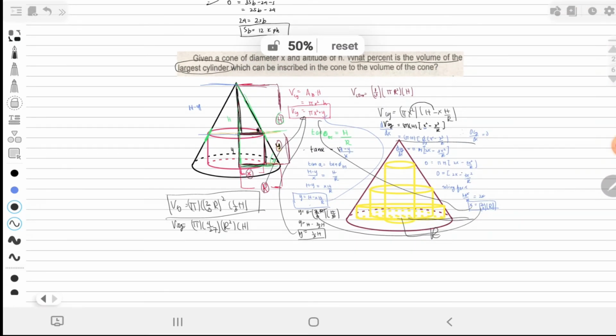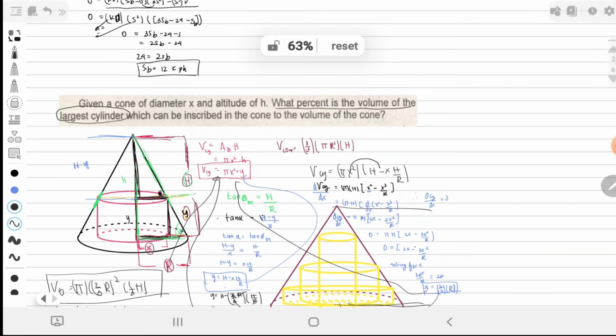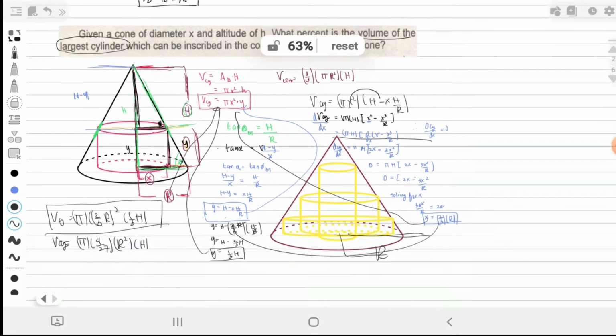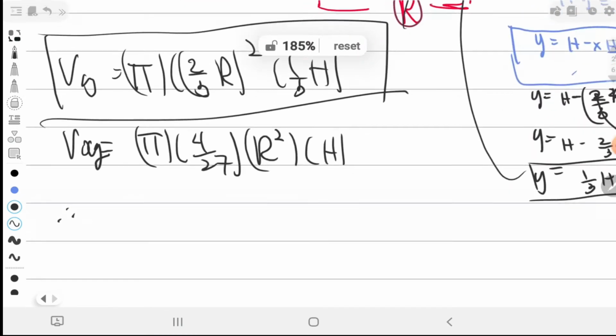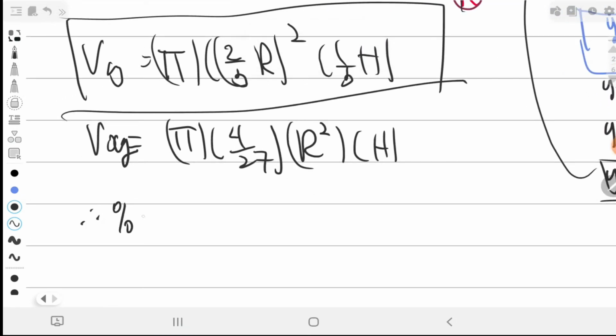So, ang tinatanong natin dito is what percent in the volume. So, pag ginawa natin yung percent ng volume, so I will have percent ng volume natin of the cone, I will have V of the cylinder all over V of cone multiplied by 100.